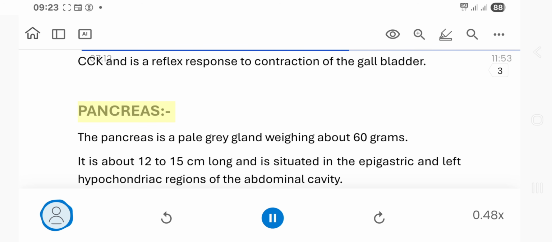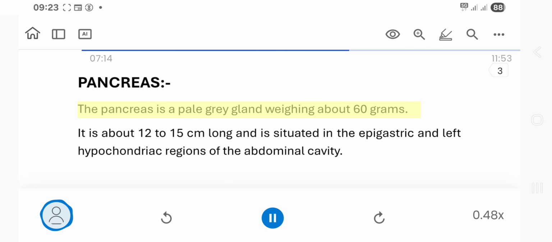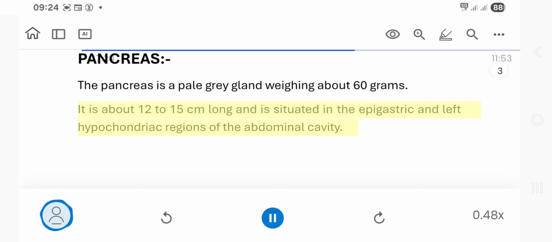Pancreas. The pancreas is a pale gray gland weighing about 60 grams. It is about 12 to 15 centimeters long and is situated in the epigastric and left hypochondriac regions of the abdominal cavity.